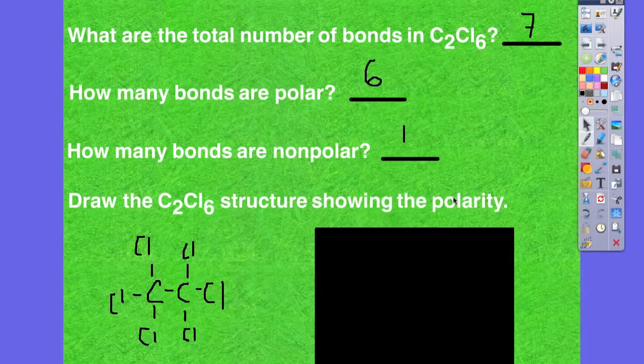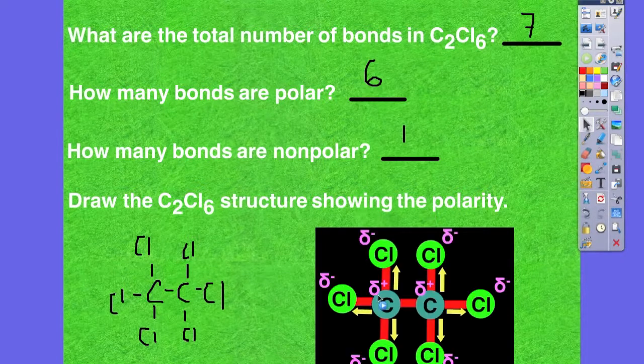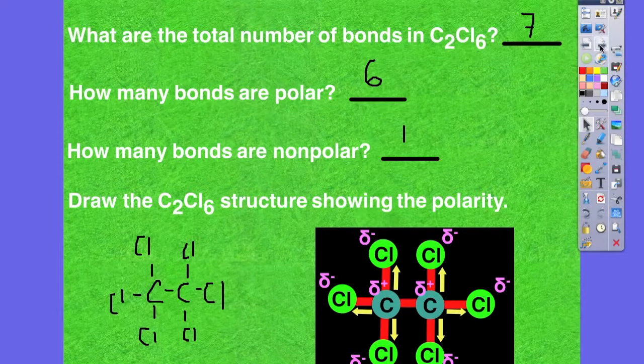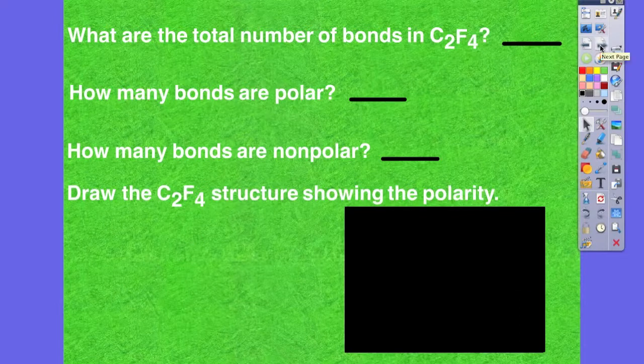And when you're drawing this, remember to show the arrows going towards the more electronegative elements. In this case, chlorine gets assigned the partially negative symbol, and then we're going to be left with the partial positive on the carbons. Pause this and come back to check it.